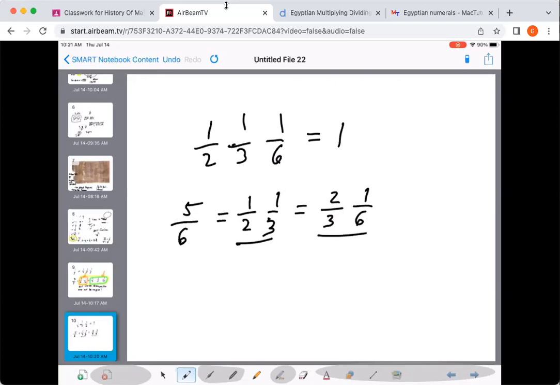Hey, Professor, why did they just create a symbol for 2/3? Why not keep going? Why did they just find 2/3 unique? Well, we're going to see what they do with these fractions in a minute. Keep in mind, they're very good at doubling and halving.